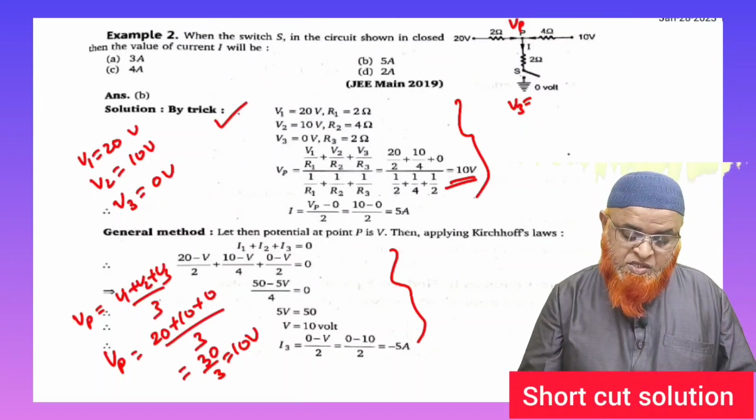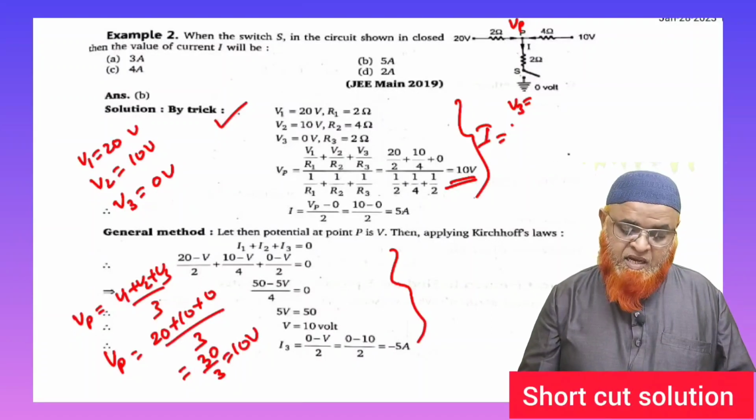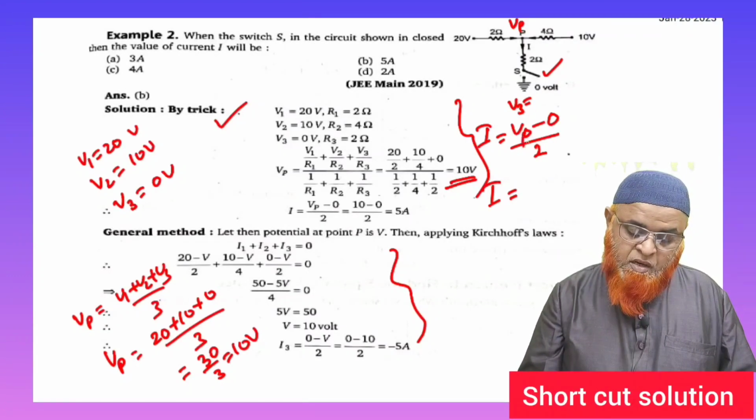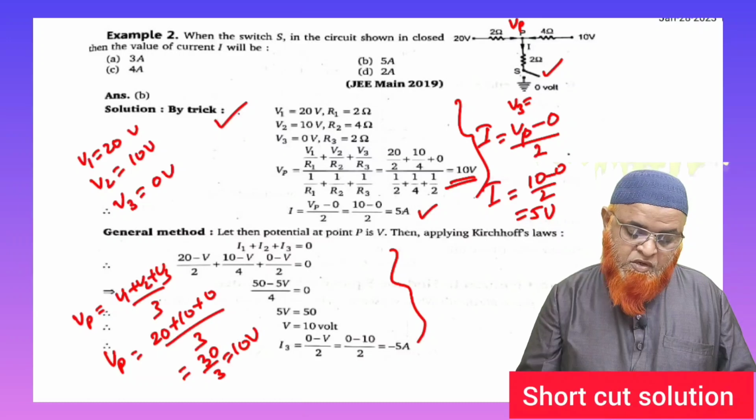Yes. Once you get 10 volts, you can find the current here, that is I = (Vp - 0)/R, with the 0 at the bottom here and the resistance being 2. Therefore Vp, which I got, is 10. So (10 - 0)/2, which is going to be 5.